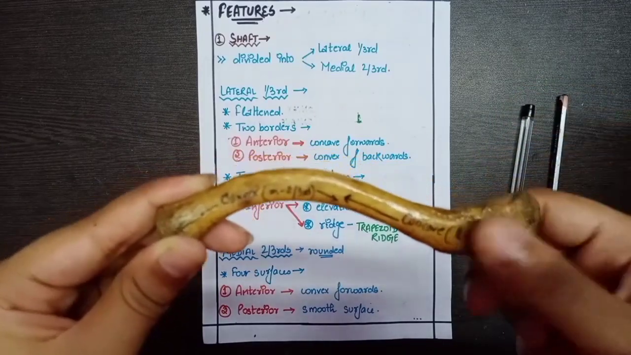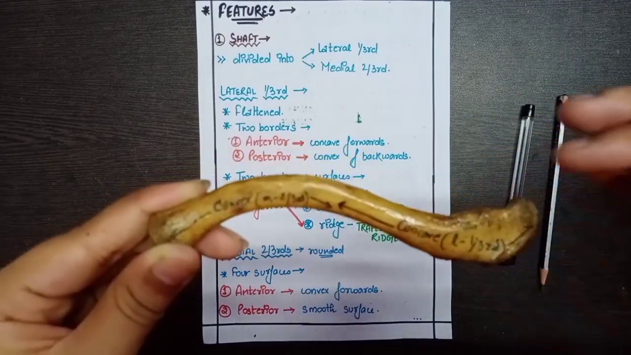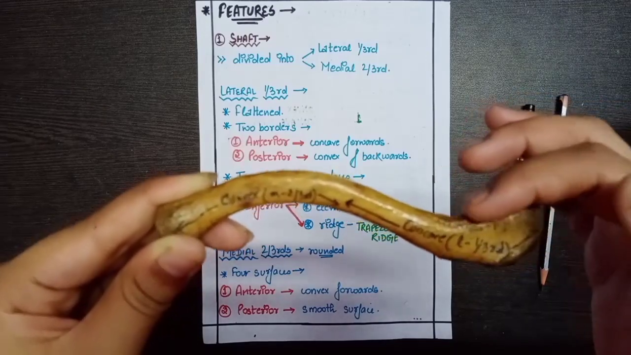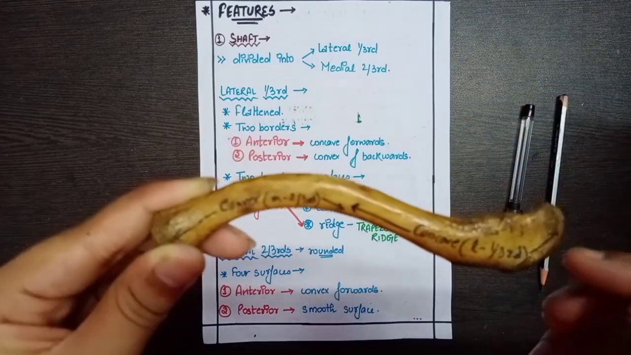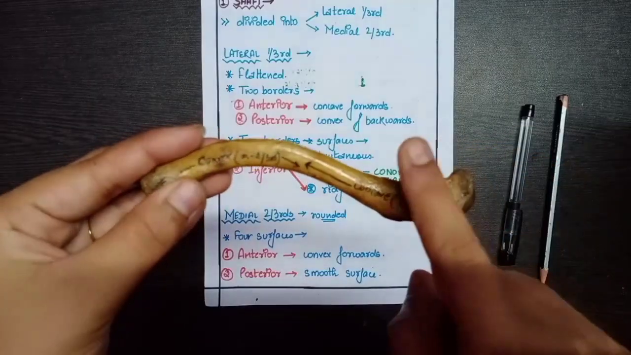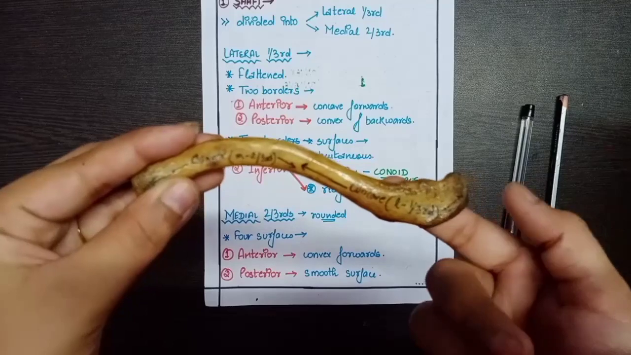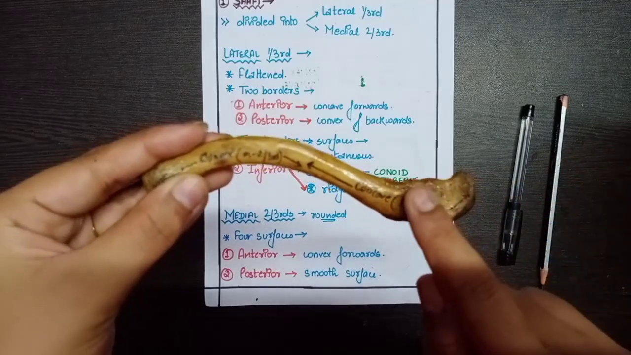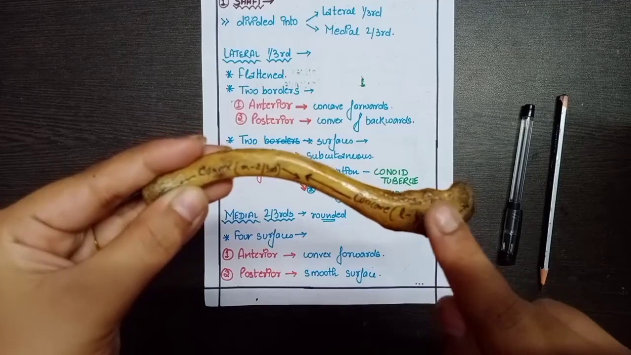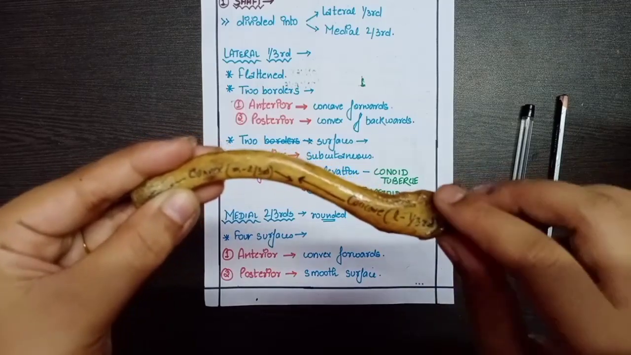See, it is flattened. It has two borders, the anterior border that is concave forwards, and the posterior border that is convex backwards. Okay, then it has two surfaces, superior surface and inferior surface. Superior surface is subcutaneous, that is, it can be felt through the skin, and inferiorly it has two features.